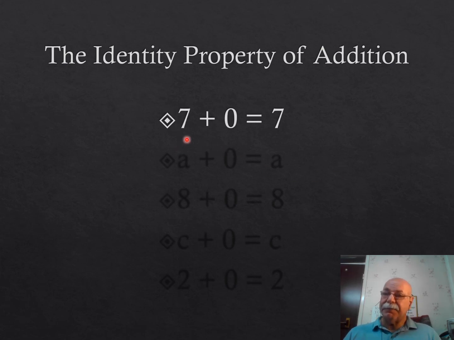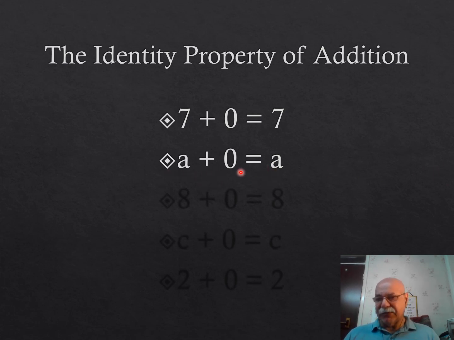Here we have 7 plus 0 equals 7. Why? Because any number plus 0 is the same number. 7 plus 0 is 7. Here a plus 0 equals a. Why? Because any number added to 0 is the same number. This is an example of how to treat the 0.